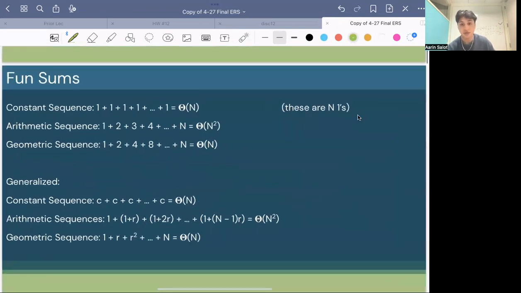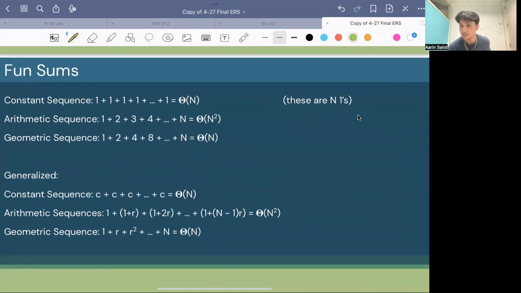All right. The next important tool that you need to know in asymptotics are your fun sums. These cover the constant sequence, the arithmetic sequence, and the geometric sequence. These sums are seen all around in asymptotics. They're super useful, and I really suggest putting them on your cheat sheet.